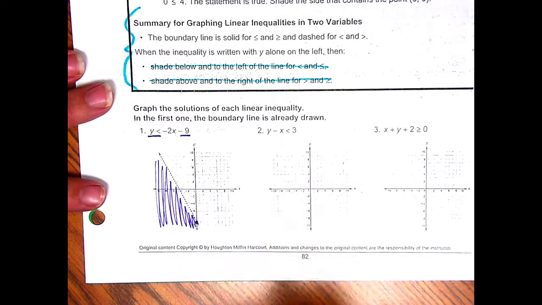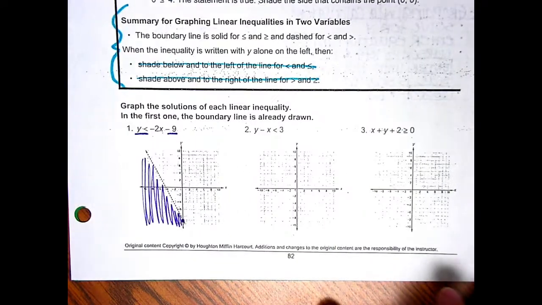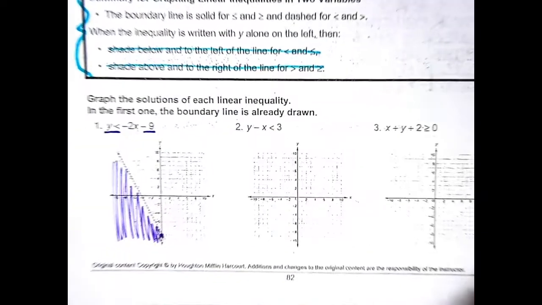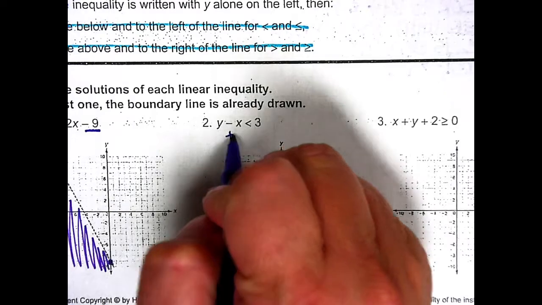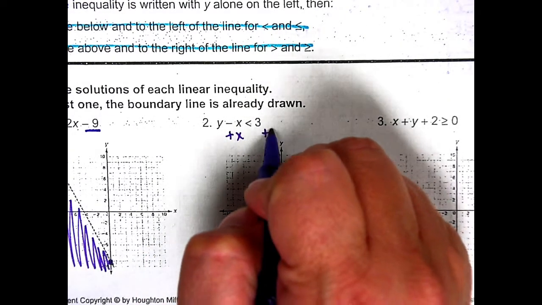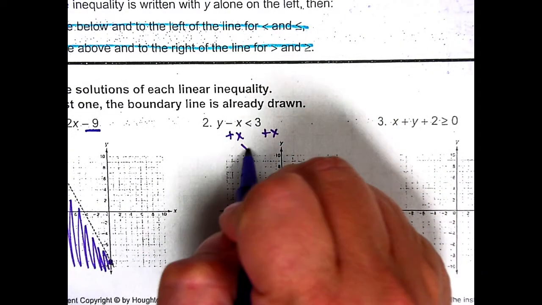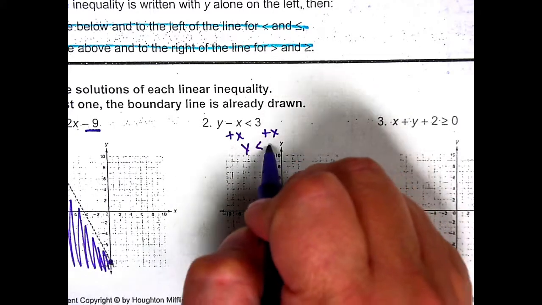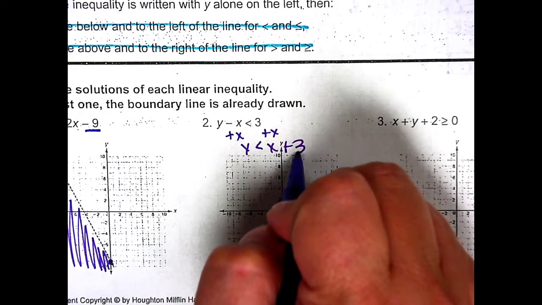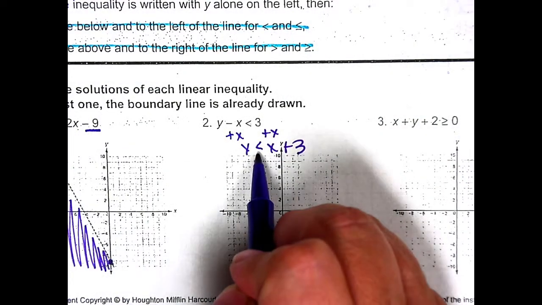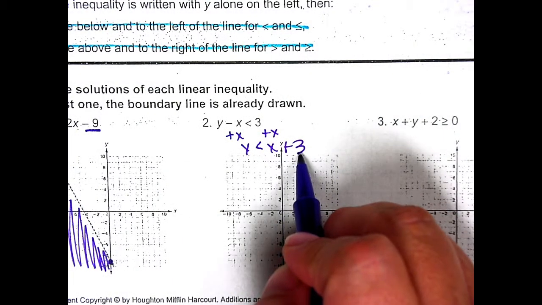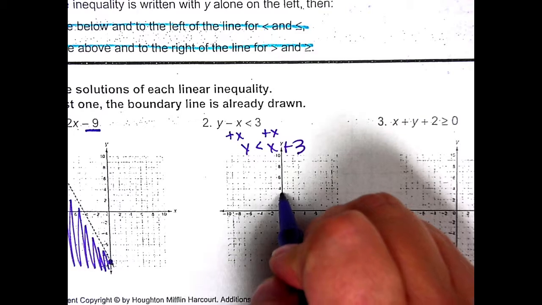On number 2, y is not solved for. So we need to add x to both sides. And this becomes y is less than x plus 3. So we're going to use a dashed line again. The y-intercept is 3, which is here.